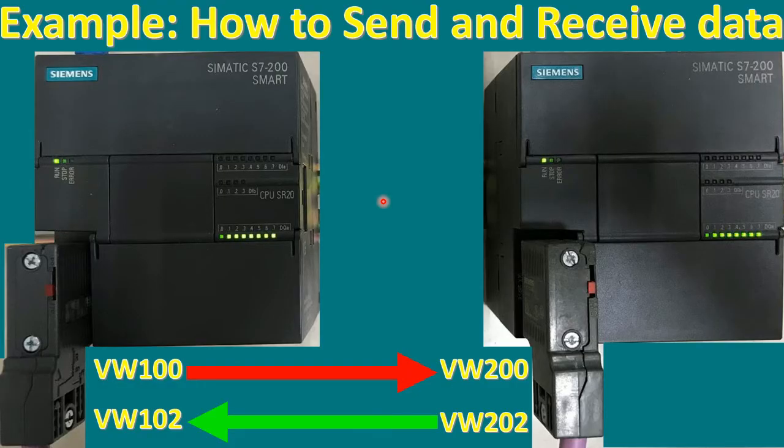Today we will continue to part 2 about how to link data from PLC S7-200 Smart CPU SR20 to PLC S7-200 Smart CPU SR20 by using the Modbus RTU. In this section, we will send the VW100, it is just an example, to the CPU slave at VW200, and I will send the VW202 from the slave CPU to the master CPU by using the address VW102. Okay, let's go to the previous video.